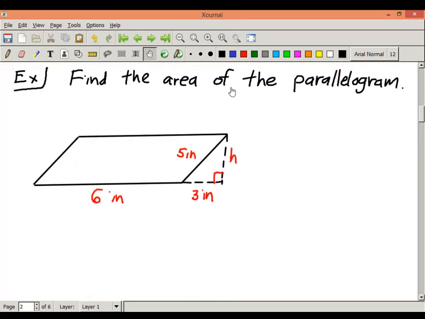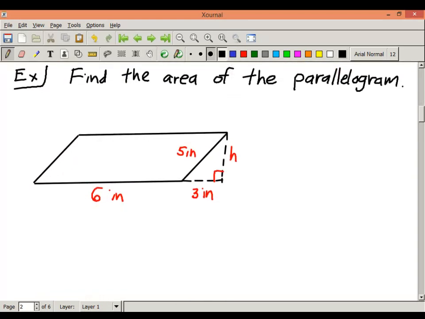Example number 1. So I've got to find the area of that parallelogram. So again, we know that the area of that parallelogram is base times height. So the base is 6, and the height we don't know. But if you're looking at that right triangle there, you've got a Pythagorean triple here. You've got 3, 4, 5. So there's where your Pythagorean triples came in handy.